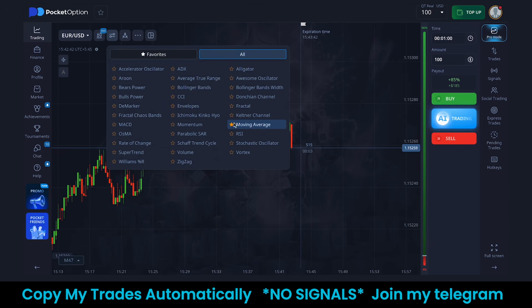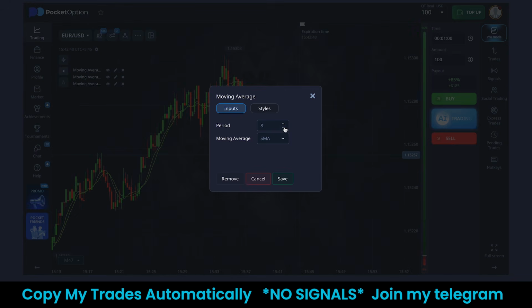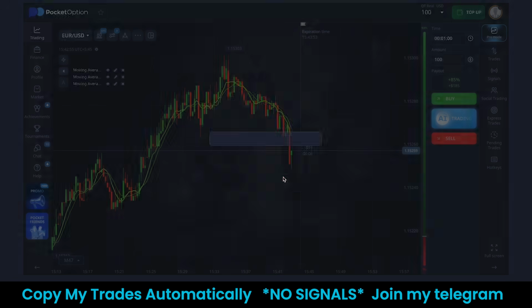Here we are choosing 3 moving averages, 1, 2 and 3. Now let's go to the first moving average. Let's make the period 7 and let's make it SMA, and let's go to the style, green with 2 pixel, and yeah, that's all, and save it.